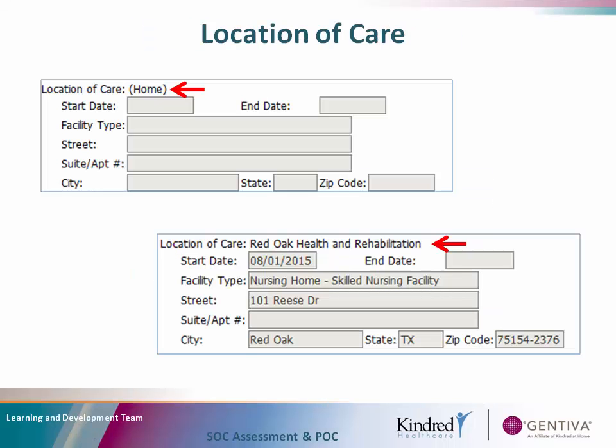Next, we will review the location of care for the patient. Home will appear if the patient is residing in a private residence. If the patient is residing or temporarily in a facility of any type, it will be displayed, including the address information for the facility. Should any location of care be incorrect, submit a change in patient information form to the office for update to McKesson Hospice.